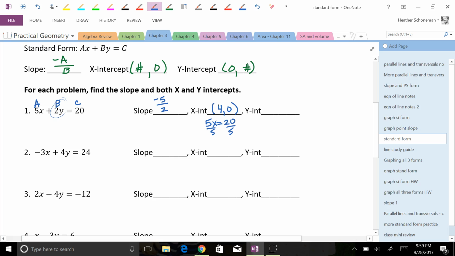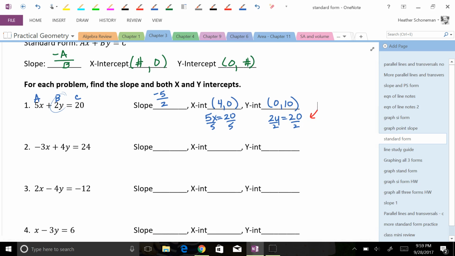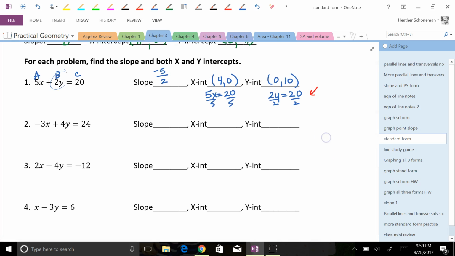To find the y-intercept, that's when x goes away. So if x goes away, it's going to be 2y equals 20. So I'll divide by 2, and y is 10. So my y-intercept is 0, 10. Now this work that I'm doing right here, eventually I'd like you to be able to do it in your head. But for the start, I'm going to write it out so you understand where I'm getting those numbers.